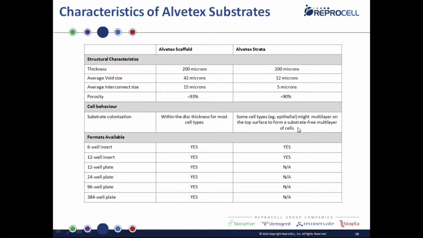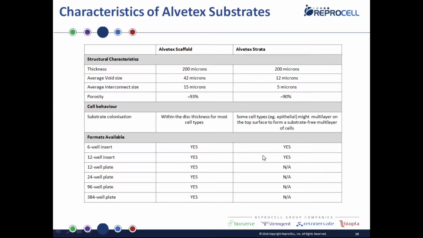While with Strata, you can really differentiate between epithelial cell types, which will stay on top, versus invasive cell types, which will go in. One of the good applications for this is invasion assays. If you want a system which has a little bit more resolution, which is going to be a little bit more trying on your cells, to differentiate between slightly invasive types and really invasive types, Strata is a good idea.